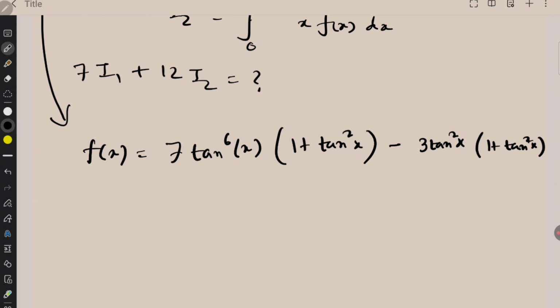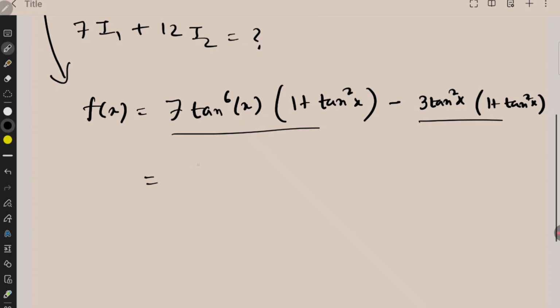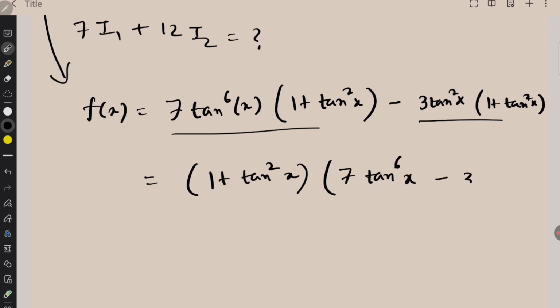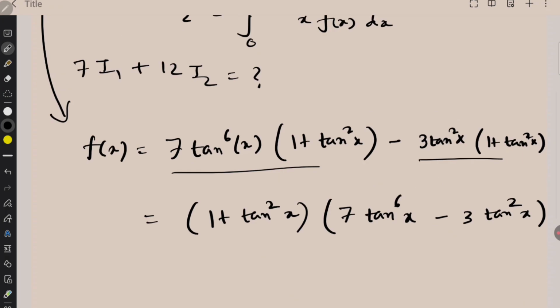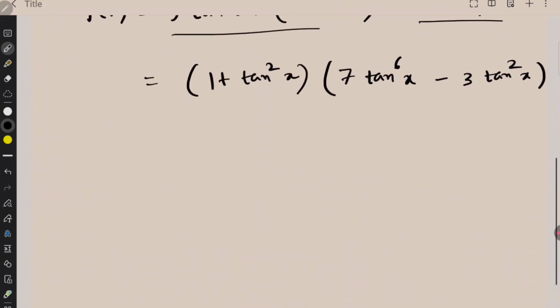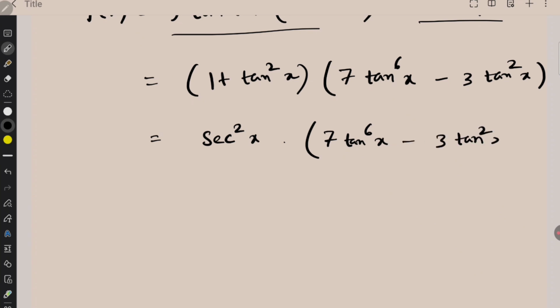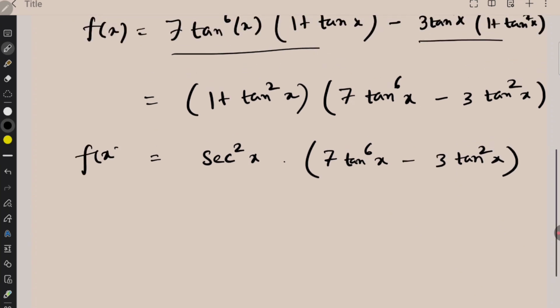Now notice 1 plus tan squared x is a common term in these two terms. So let's take it as a common term, which is (1 plus tan squared x) times (7 tan^6 x minus 3 tan squared x). Now, what's the value of 1 plus tan squared x? We all know this is sec squared x. So let's replace it with sec squared x, and the next term is 7 tan^6 x minus 3 tan squared x, which is the value of f(x).